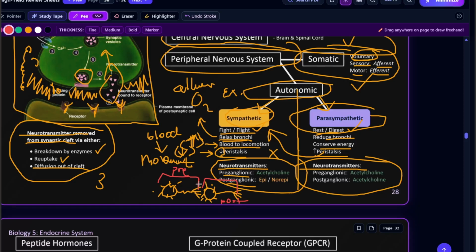So it's basically saying that your preganglionic neurons are going to release acetylcholine. So maybe I can make a better picture. Just give me a second. All right, so I have the whiteboard open to show you guys.